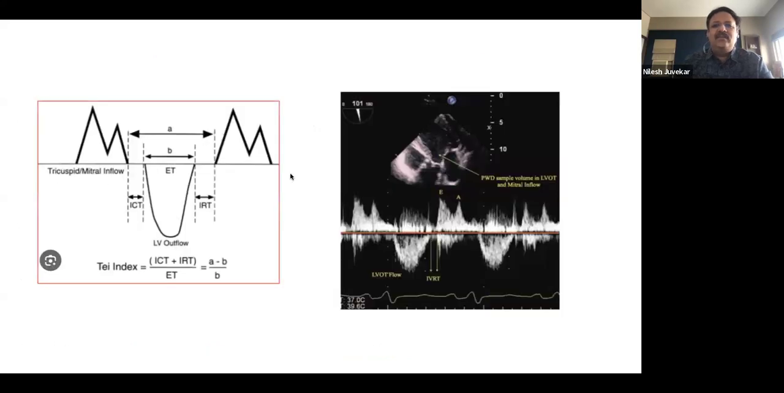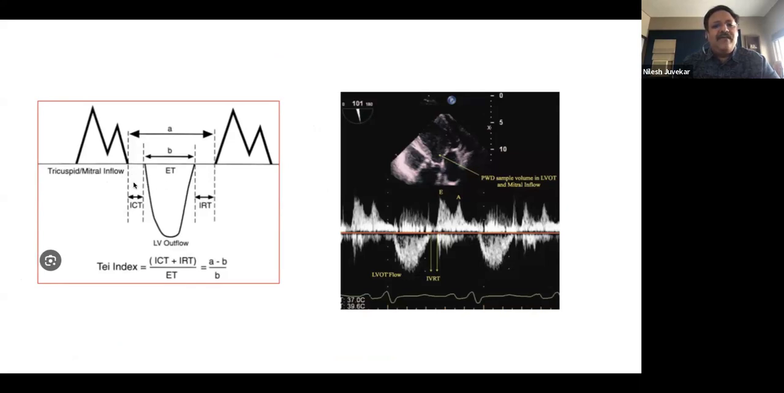So to calculate this, we need the deep transgastric long axis view, and the pulse wave Doppler is placed in such a way that we should get both the LVOT outflow as well as the mitral inflow. So when we get this, as we all know, the time from the end of the mitral inflow to the beginning of the LVOT outflow is the isovolumic contraction time, while from the end of the LVOT outflow to the beginning of the mitral inflow is the isovolumic relaxation time.